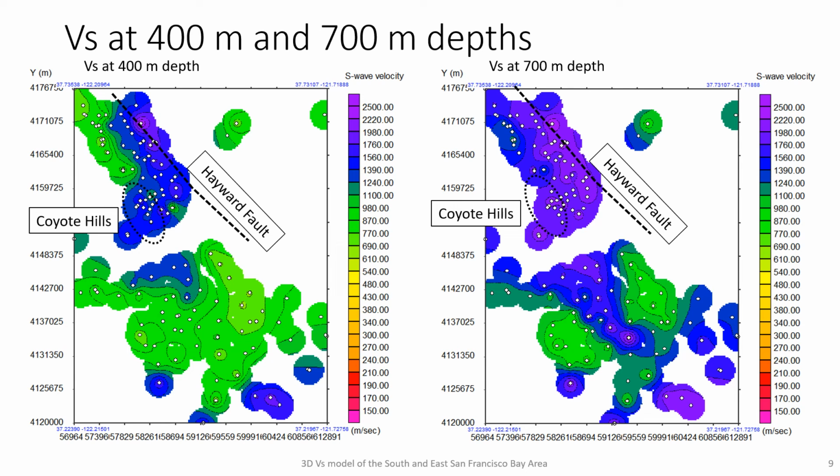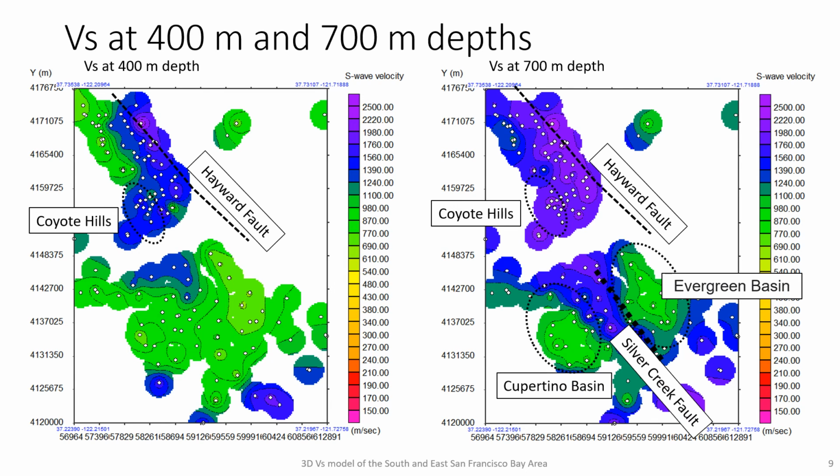At South Bay, VS is relatively higher at middle of a valley from downtown San Jose to San Jose Airport and Alviso. The high-velocity ridge in the South Bay appears parallel to the Silver Creek Fault and may continue northwest to Coyote Hills.